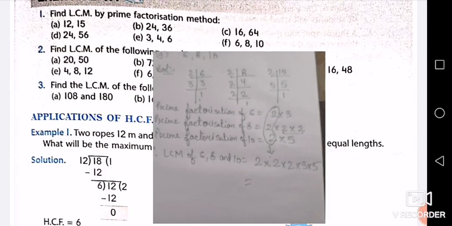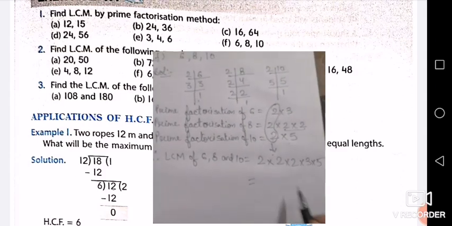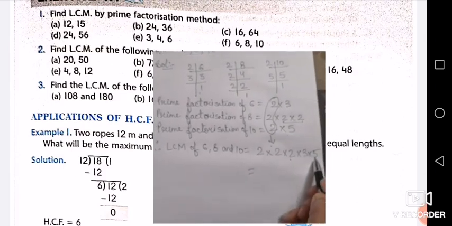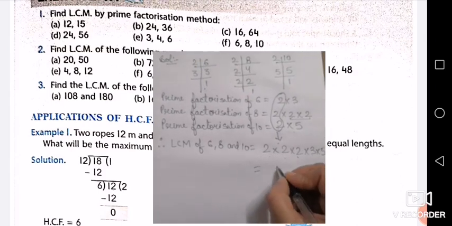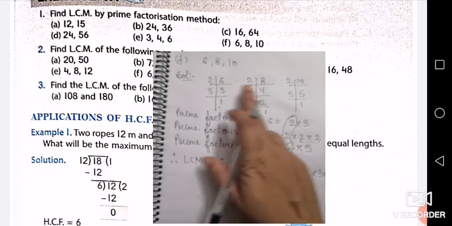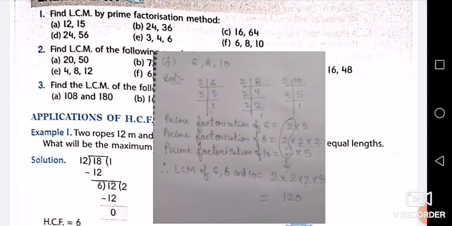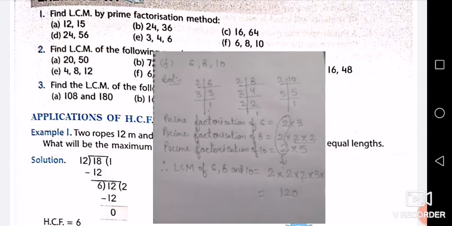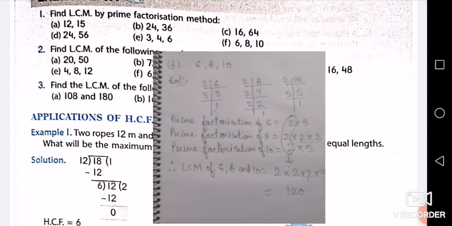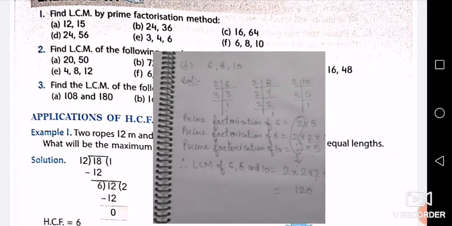Do the multiplication. You will get the LCM of 6, 8 and 10. Now 2 twos are 4, 4 twos are 8, 8 fives are 40, and then 40 threes are 120. 120 will become the LCM of 6, 8 and 10. See children, these sums are quite easy. Now in this question number 1, I have left the E part, that is 3, 4 and 6, which you are going to do yourself. Quite easy, nothing difficult in this question.